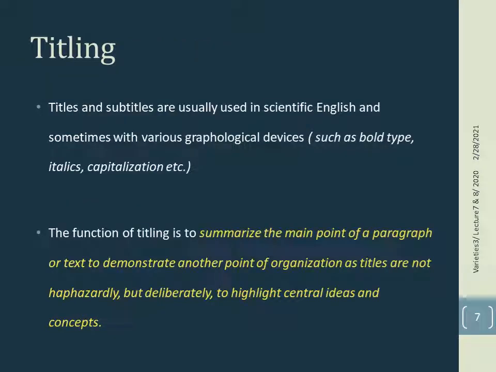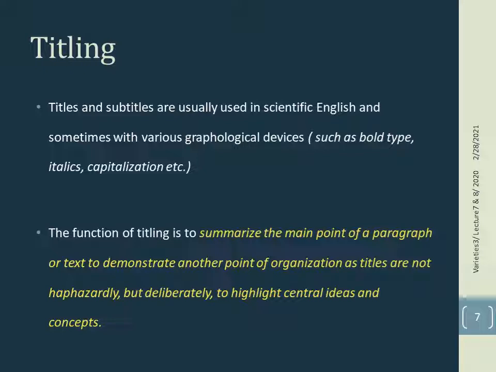In terms of titling, titles and subtitles are usually used in scientific English and sometimes with various graphological devices, such as bold typing, italics, capitalization, underlining. All these tools of graphology are used in titling, okay, especially for the headings and for the subheadings. Now, the function of titling is to summarize the main point of a paragraph or a text to demonstrate another point of organization, as titles are not used haphazardly but deliberately to highlight central ideas and concepts.